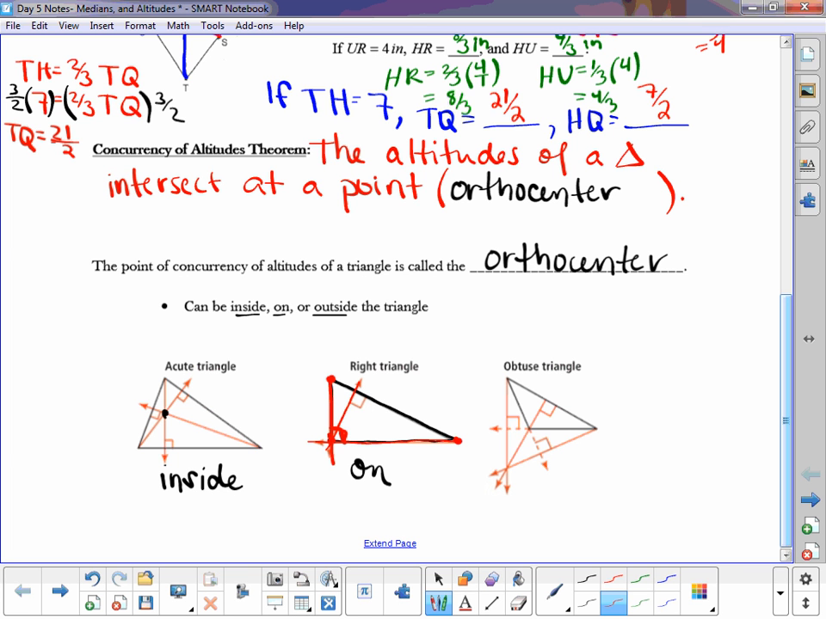So they all meet right here. Notice where they meet. They meet on that corner of the right angle. Is it always that way? Yeah. And it's because for a right triangle, the legs are always perpendicular. So those end up always being the altitude. Alright, so then for an obtuse triangle, we have that it is always outside the triangle.